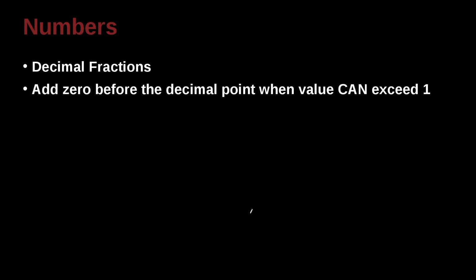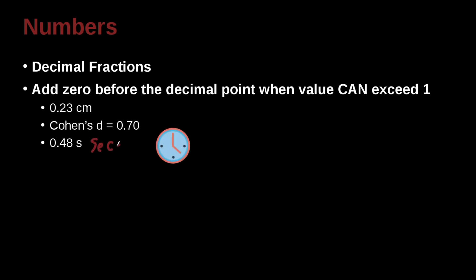Decimal fractions. So for example, add a 0 before the decimal point when the value can exceed 1. 0.23. Why do we have a 0 here? Because this number can be bigger than 1. Cohen's d equals 0.70. Cohen's d can be bigger than 1. It's a statistic that can be bigger than 1. 0.48s. Remember, s is going to be standing for seconds. It's a time abbreviation, right?